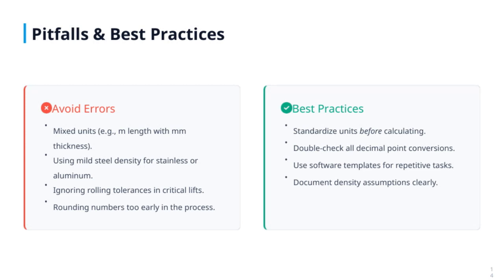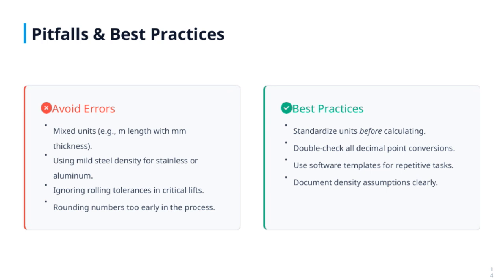Let's talk about some common pitfalls and best practices to keep in mind. First, it's really important to document our density assumptions clearly. This helps ensure everyone is on the same page and reduces errors down the line. Next, I recommend using software templates for repetitive tasks. This not only saves time, but also minimizes manual mistakes. Always double-check all decimal point conversions. A small oversight here can lead to significant inaccuracies.